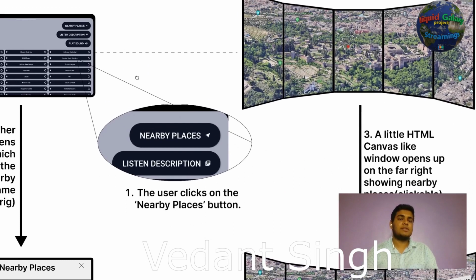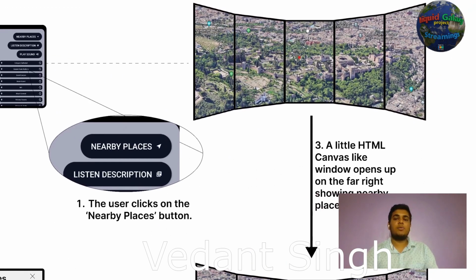As you can see on the screen, this is the Liquid Galaxy rig, and this is the interface of our application. By context sensing, we basically mean that wherever the Liquid Galaxy rig is pointing, we are able to sense the context and generate data according to it, like generating nearby places.